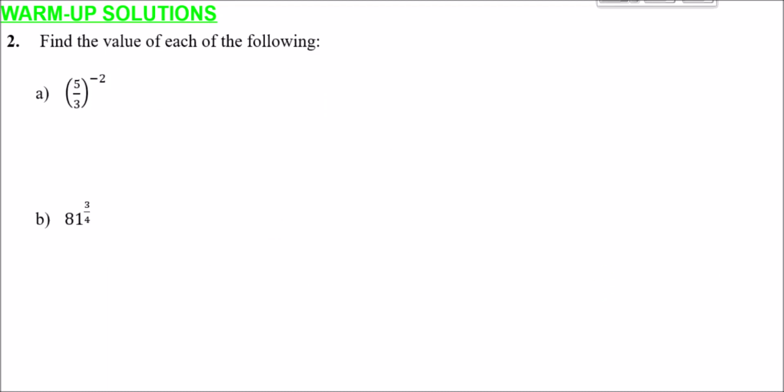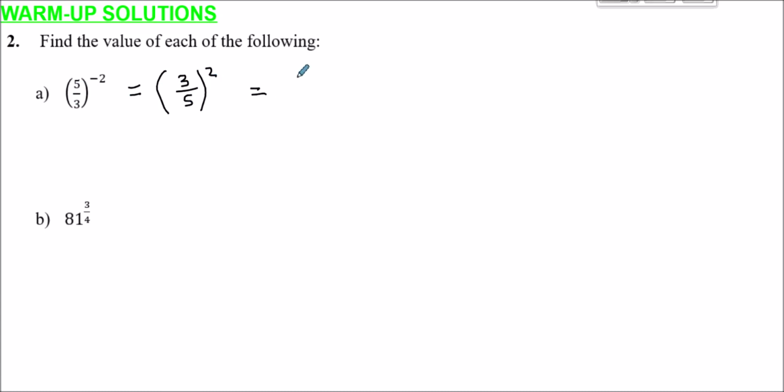Question 2, find the value of each of the following. So rules of indices and surds, essentially. So what we need to remember for this one, for 5 over 3 to the power minus 2, is that if we have something to the minus 2, or any minus power, it's the same as the positive power, but the reciprocal of itself. So this is the same as turning this on its head to the positive 2.